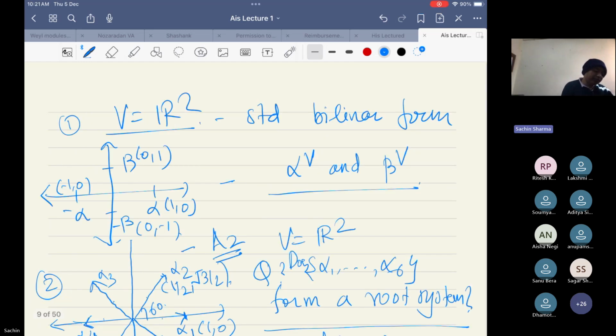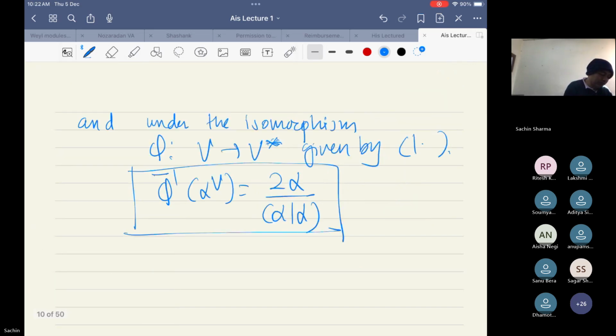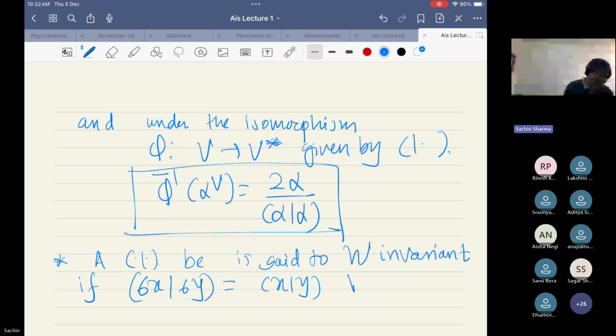Okay, things to pause over. What do we mean by a form being W phi invariant? Anybody who knows? Invariant under the operator. Yeah, a bilinear form is said to be W invariant if sigma x, sigma y is equal to xy for all x, y belongs to V and sigma belongs to W. Is it clear?